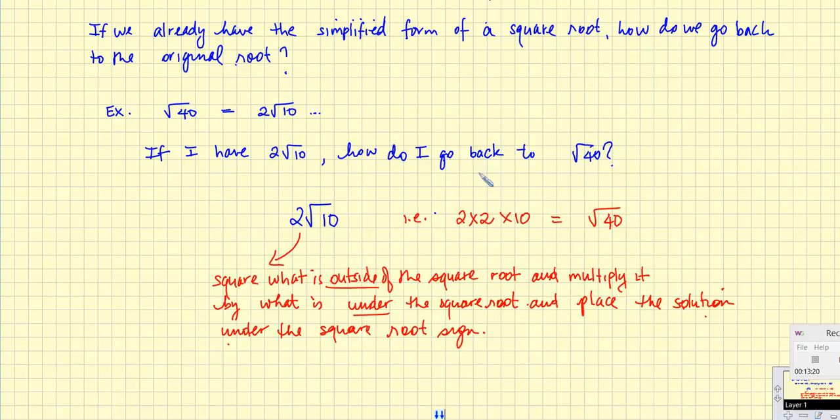So if I had an example such as 2 root 10, and I had to figure out what it was originally before I simplified it, all I would do is take the 2 and multiply it by itself, or do 2 squared, so 2 times 2 is 4, and then I'd multiply it by 10, and that gives me 40. And then from there, I would place it under the square root sign, and therefore I know that root 40 is equal to 2 root 10 in its simplest form.